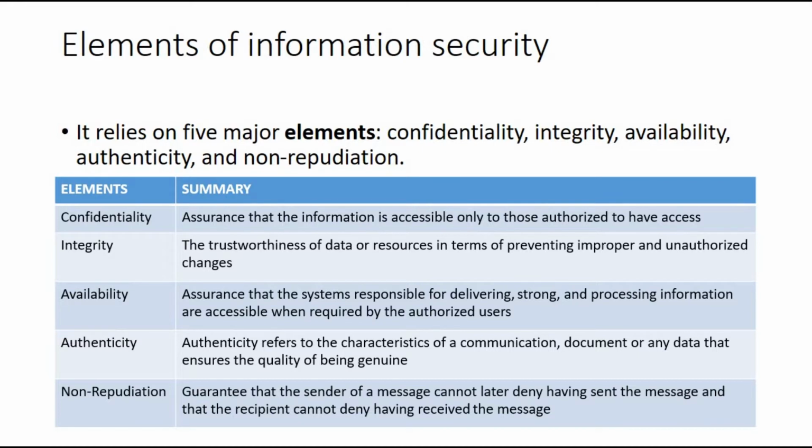Availability assures that the systems responsible for delivering, storing, and processing information are accessible when required by authorized users. So the data or information will be available only for the authorized users. Authenticity refers to the characteristics of a communication, document, or any data that ensures the quality of being genuine.